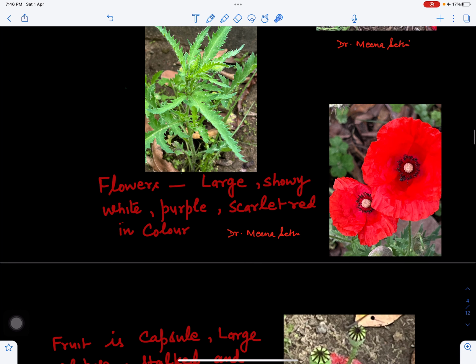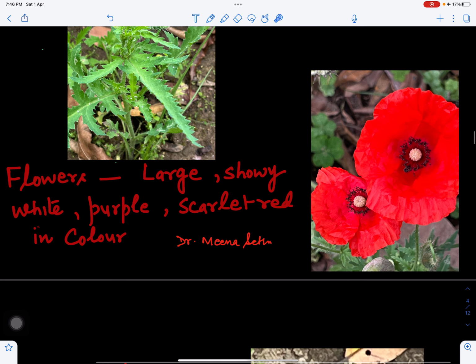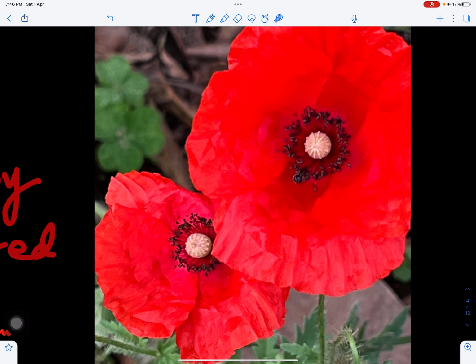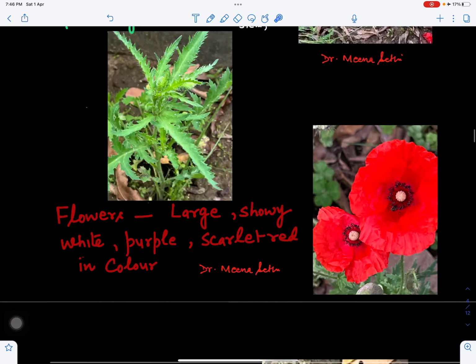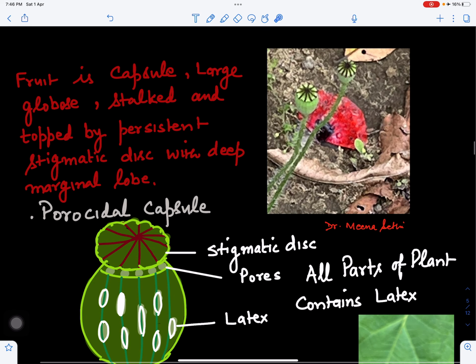If we see its flowers, they are showy, big, and may be white, purple or scarlet red. But here the color is scarlet red. Now if we see the flower, this part is the petal. And this part is the stigmatic disc, which is present in the center. And these are the stamens, which are surrounding the stigmatic disc. Later on, this flower will ripen to form the fruit.